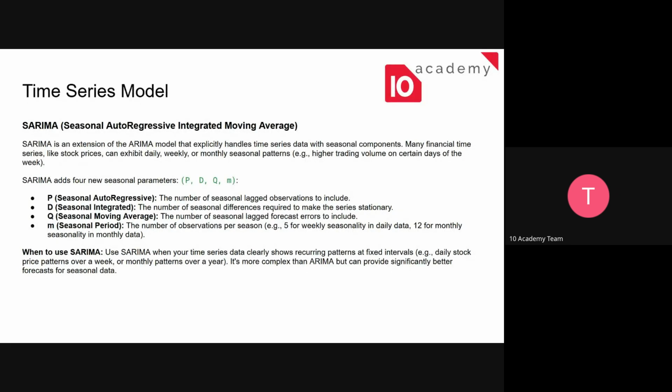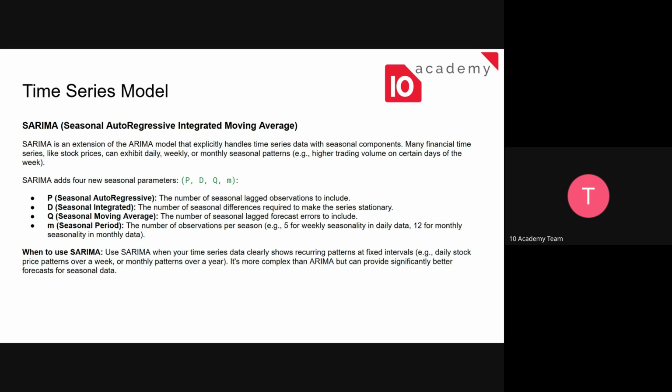And then the other time series model is the SARIMA model, which is the seasonal autoregressive integrated moving average. So it's just seasonal ARIMA. As you can understand from the name, ARIMA is mostly for time series data that have trend characteristics, while SARIMA is for seasonal data. SARIMA is an extension of ARIMA that explicitly handles time series data with seasonal components.